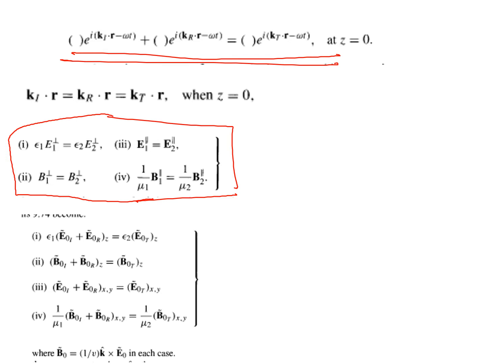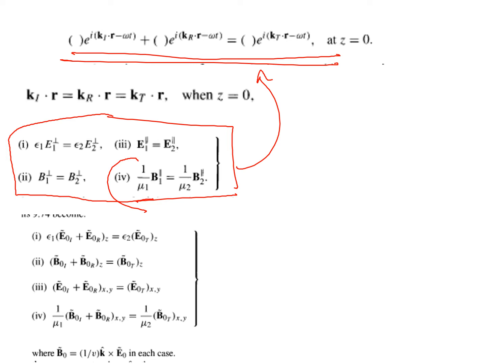So the first boundary condition, you can see here, epsilon 1 times E0 I plus E0 R, the perpendicular components actually, equal to epsilon 2 E0 T. The next one is for magnetic field components. They must be continuous. And evidently the fourth equation, 1 by mu 1 times (B0 I complex plus B0 R complex) xy equal to 1 by mu 2 times B0 T complex. These are the application of boundary conditions to the above equation.